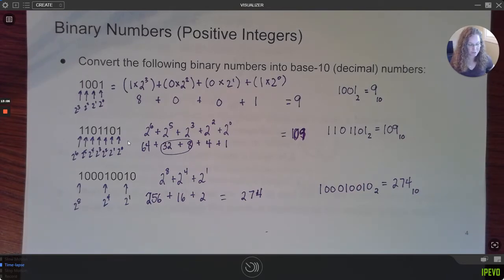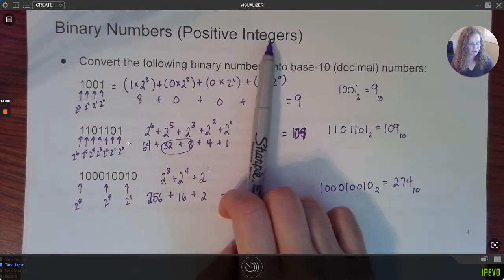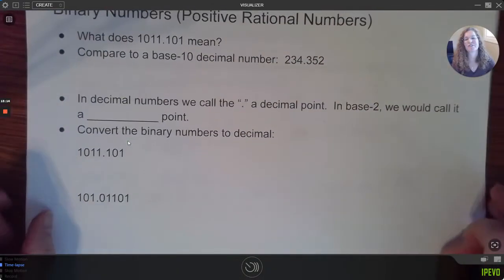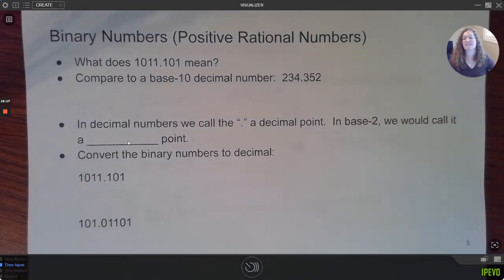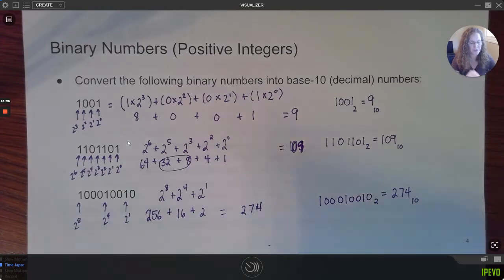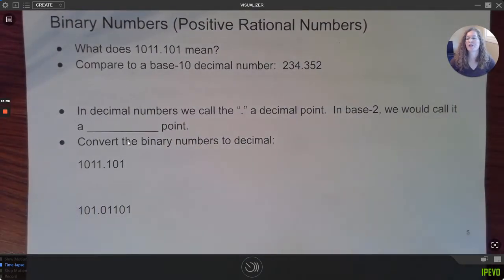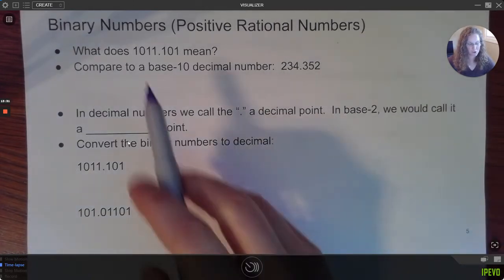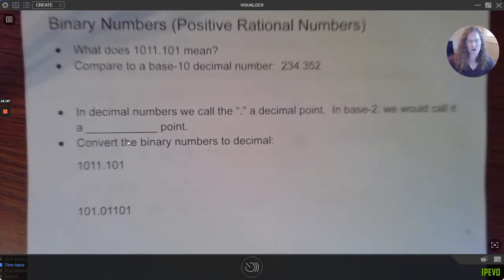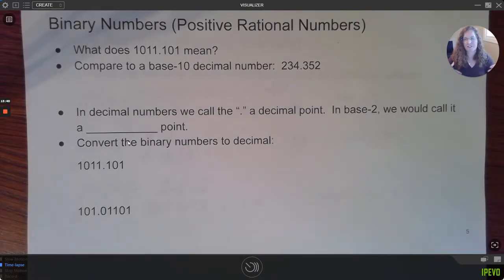So notice I put here, this is binary numbers as positive integers. All of these were integers. But what if I wanted to represent some kind of a rational number, like 234.352? Now none of these things back here had decimal places in them, and so we need to think about what you would do if you wanted to have a decimal number. So for instance, what would 1011.101 in binary mean? Well, first of all, let's think about what it means in decimal. And then if we can understand how it works in decimal, it's pretty easy to just take our thinking and transfer it into a different base.